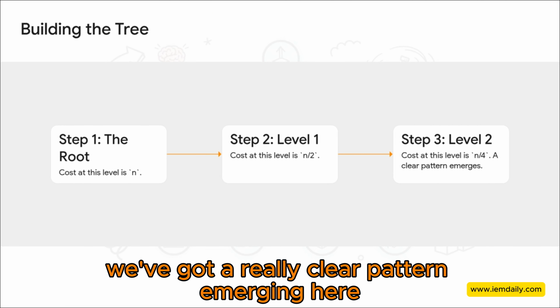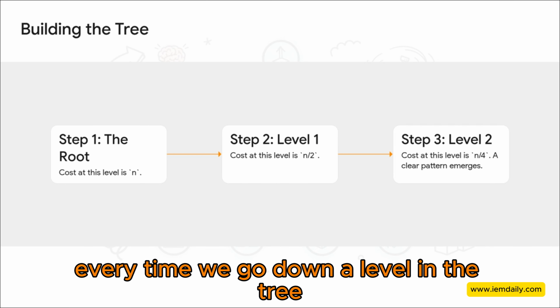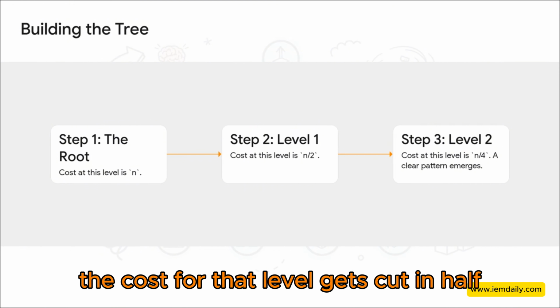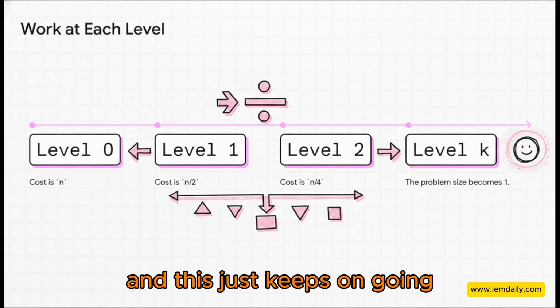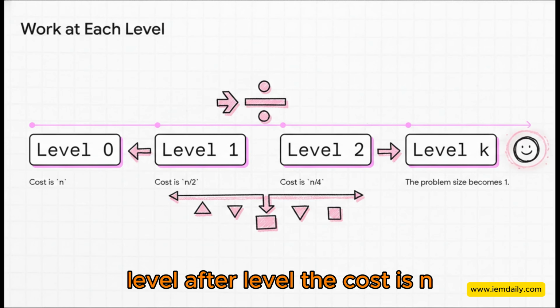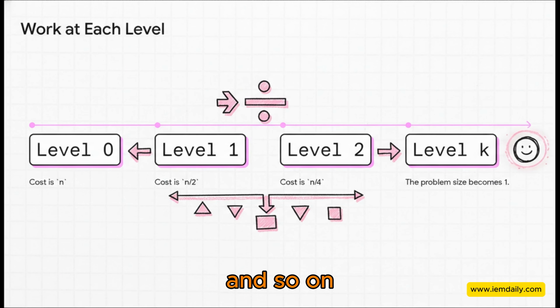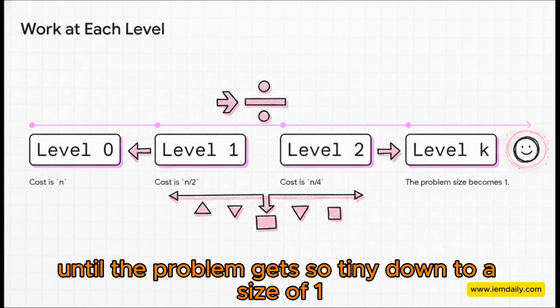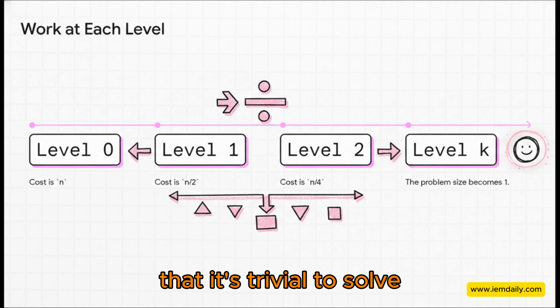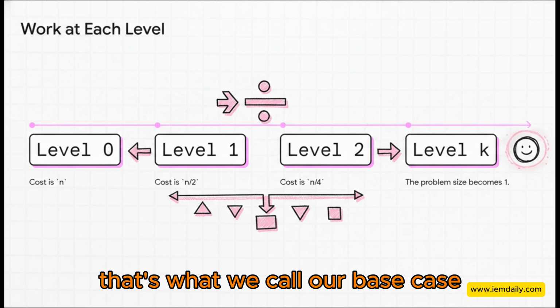We've got a really clear pattern emerging here. Every time we go down a level in the tree, the cost for that level gets cut in half. And this just keeps on going, level after level. The cost is n, then n/2, then n/4, and so on, until the problem gets so tiny, down to a size of 1, that it's trivial to solve. That's what we call our base case.